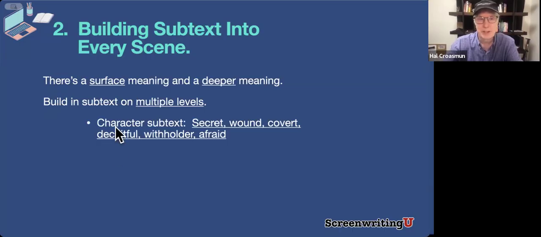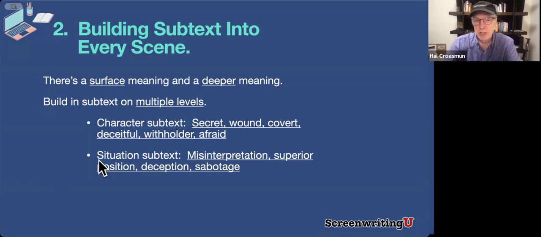Let me give you some examples. You can build character subtext: give them a secret, a wound, something covert, having them be deceitful, either intentionally or because they got caught on something. Having them withhold, having them be afraid, all of that's character subtext.